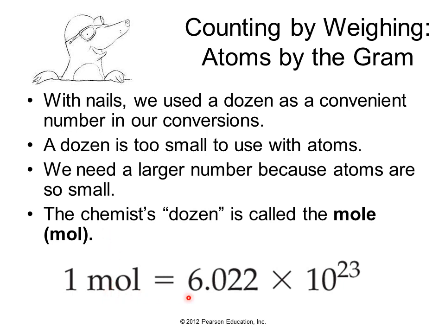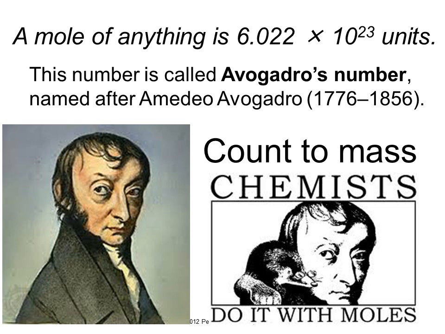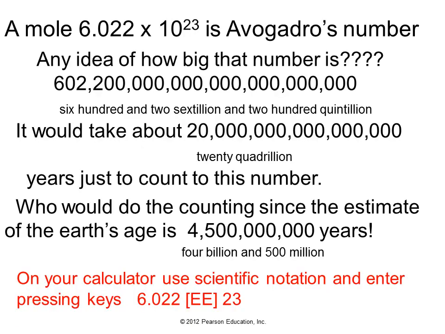So 1 mole equals 6.022 times 10 to the 23 by count. A mole of anything is 6.022 times 10 to the 23 units, just like a dozen is 12. This number is called Avogadro's number, named after Amedeo Avogadro, pictured here. So to turn from count to mass, we use the concept of a mole. A mole, 6.022 times 10 to the 23, is Avogadro's number.